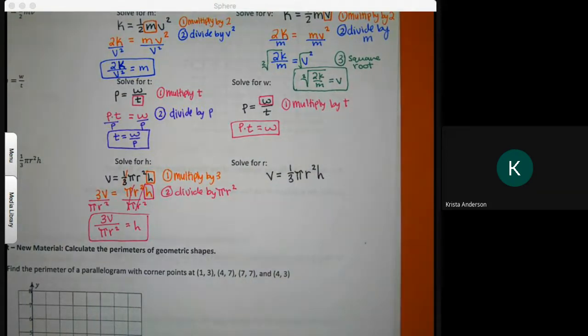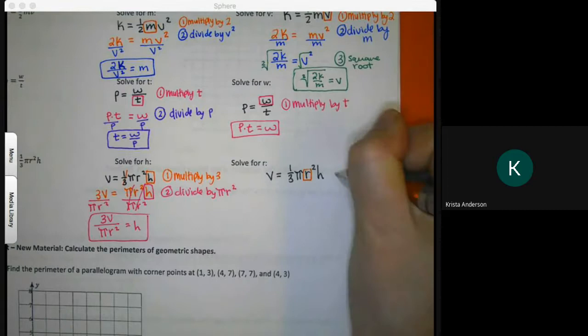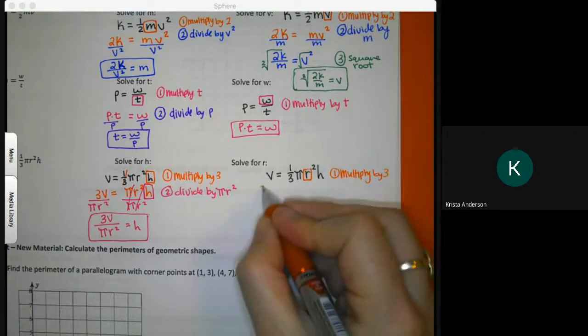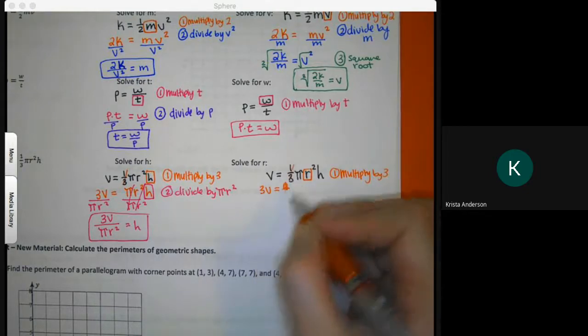Okay. This one I'm solving for r. First step, I want to get rid of the fraction. Multiply by 3. Whoops, the 1/3 goes away.